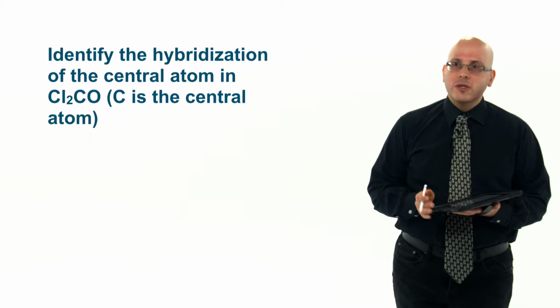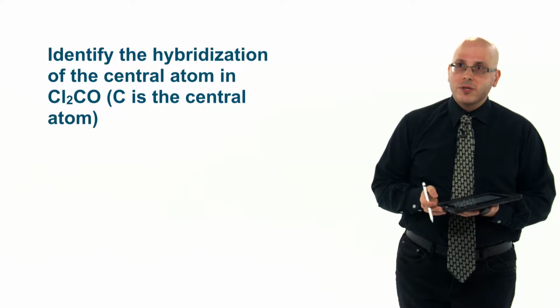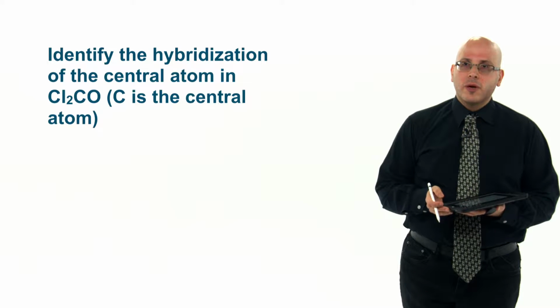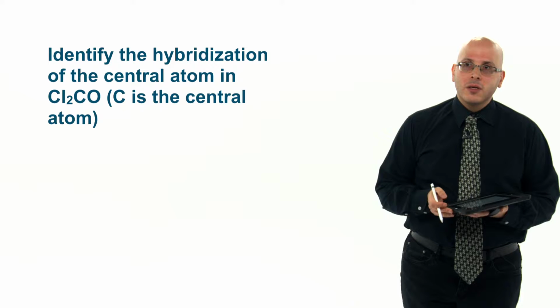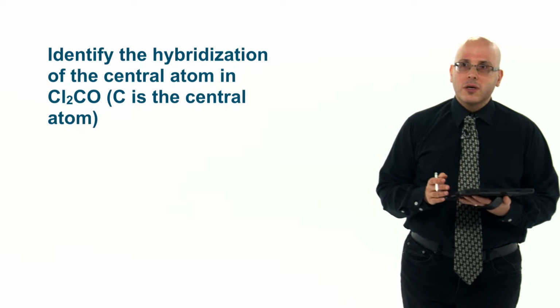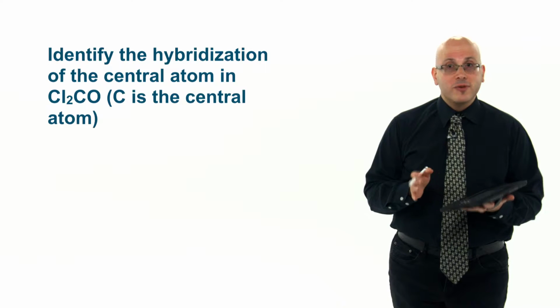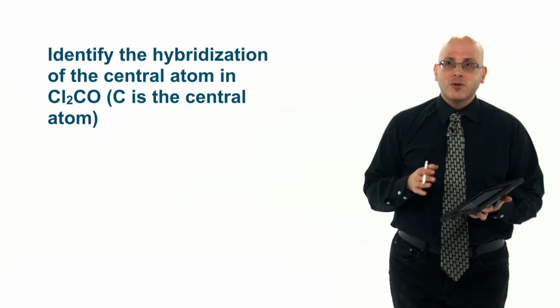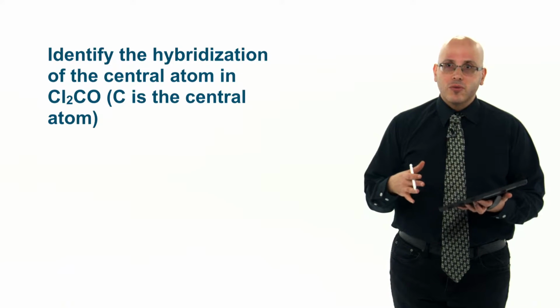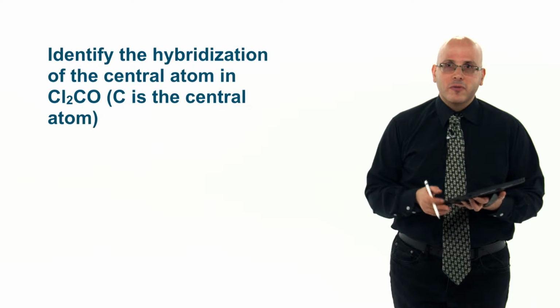Okay, let's look at this question that has to do with hybridization. And we're going to look at a special molecule called phosgene. Just in case you're kind of adventurous, please do not try to make this at home. Phosgene is a pretty dangerous thing. It was actually used as a nerve poison in one of the world wars. So you don't want to play around with phosgene.